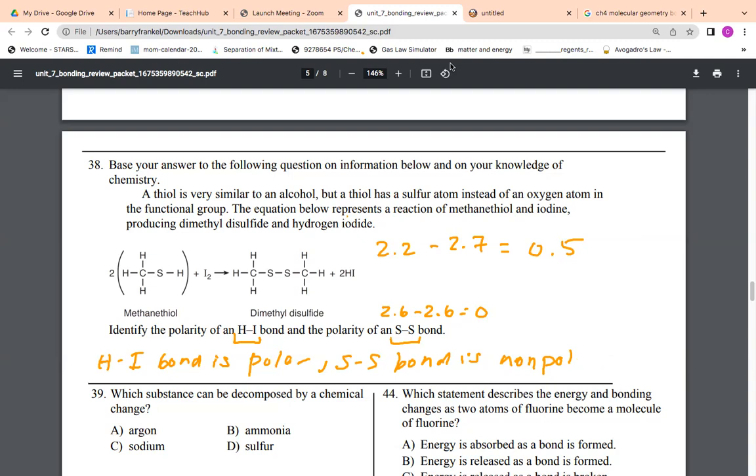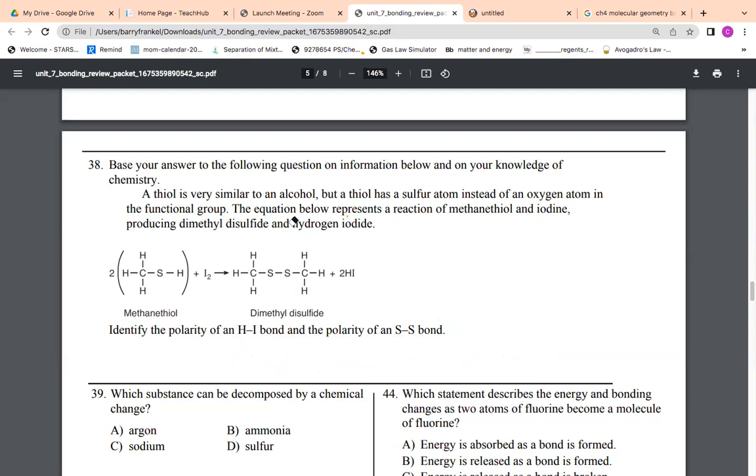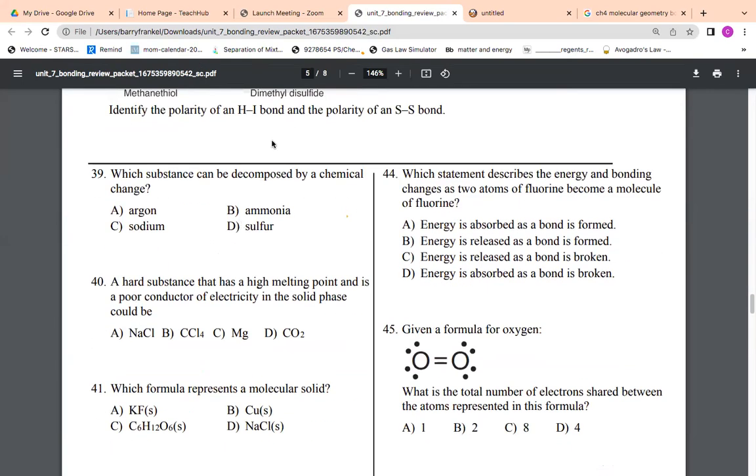All right, number 39. Which substance can be decomposed by a chemical change? The only thing that can be decomposed by a chemical change is a compound. So you just have to look for the thing that is not an element. Argon, element, that's a noble gas. Sodium, that's one of our metals. It's in group 1. Sulfur, group 16, that's one of our other nonmetals. Ammonia, this one, again, we should know that's NH3. NH3 is a compound that can be broken up into nitrogen and 3 hydrogens. So we want to go with ammonia.